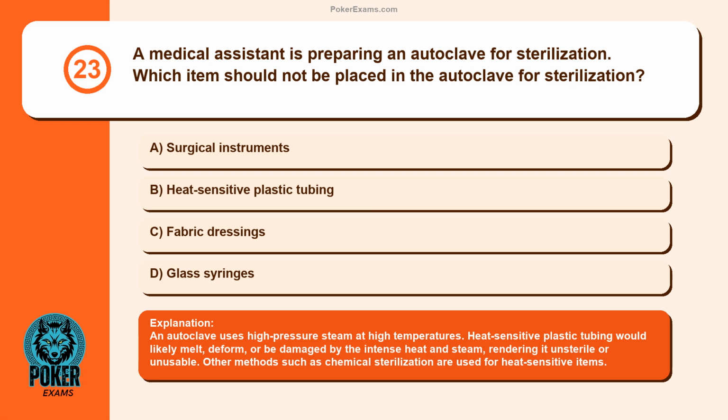An autoclave uses high-pressure steam at high temperatures. Heat-sensitive plastic tubing would likely melt, deform, or be damaged by the intense heat and steam, rendering it unsterile or unusable. Other methods, such as chemical sterilization, are used for heat-sensitive items.